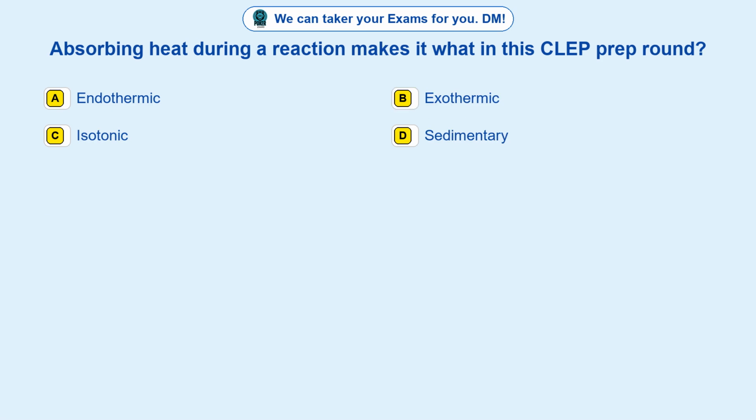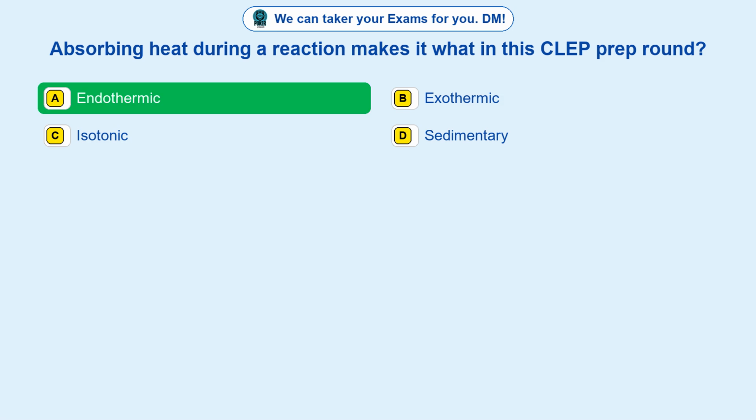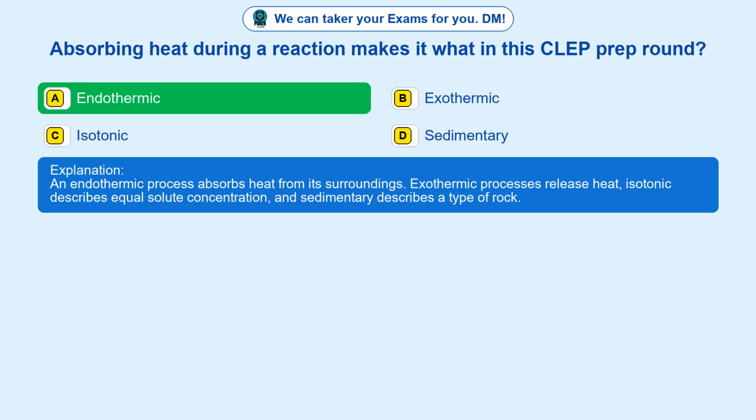Question 47. Absorbing heat during a reaction makes it what in the CLEP prep round? Option A endothermic. Option B exothermic. Option C isotonic. Option D sedimentary. The correct answer is option A, endothermic. An endothermic process absorbs heat from its surroundings. Exothermic processes release heat, isotonic describes equal solute concentration, and sedimentary describes a type of rock.